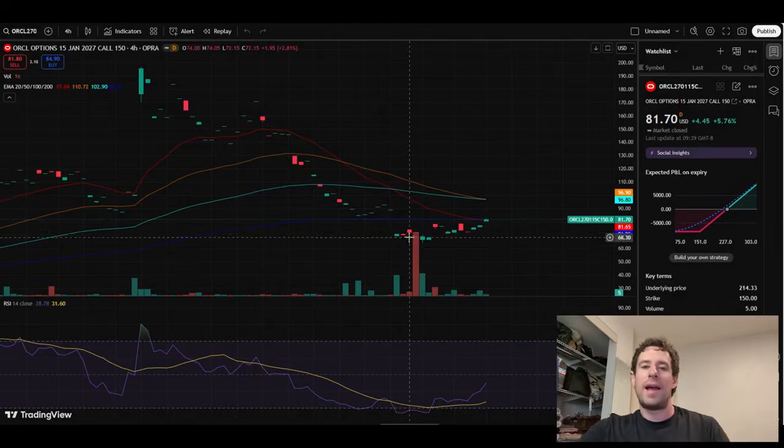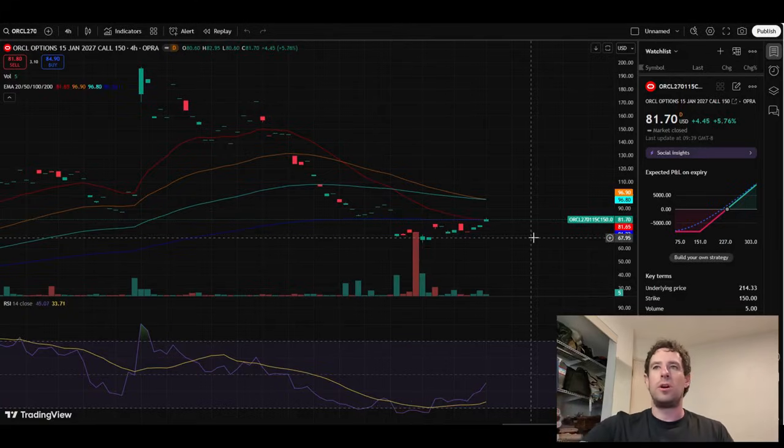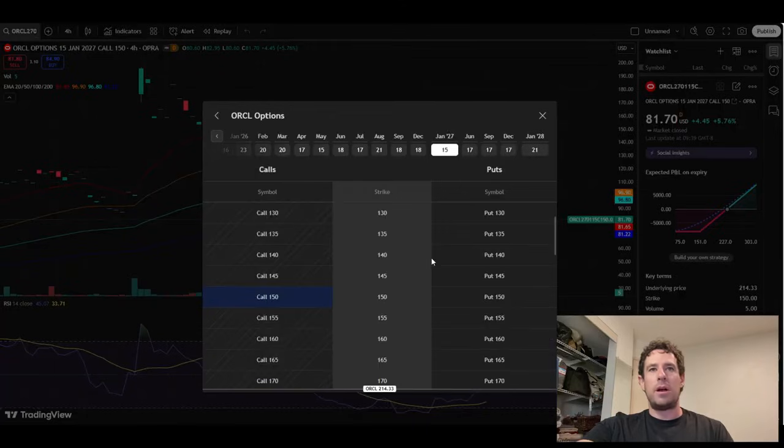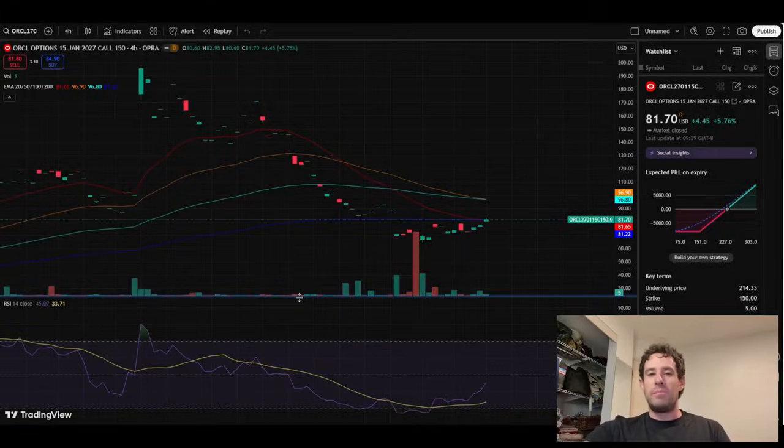All right, so I have Oracle pulled up on the chart. Let's pull up the option chain first. This is going to be the expiration date of January 15th, 2027, which is a LEAP contract. Strike price of $150, so it's going to be a little bit more expensive. But let's pull it up.